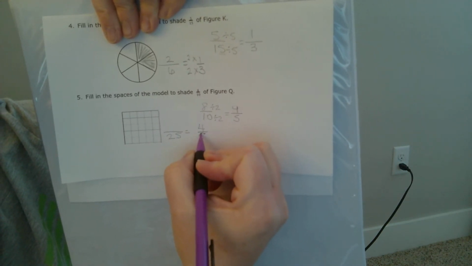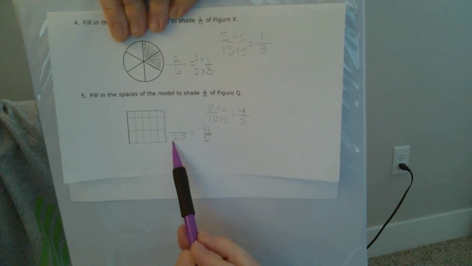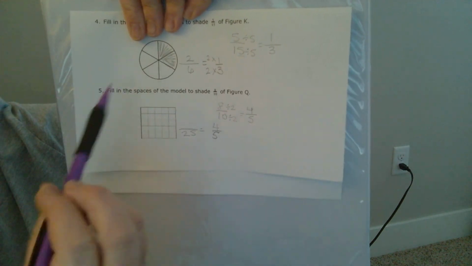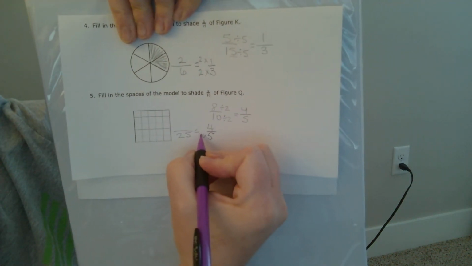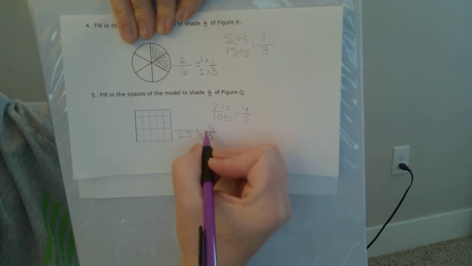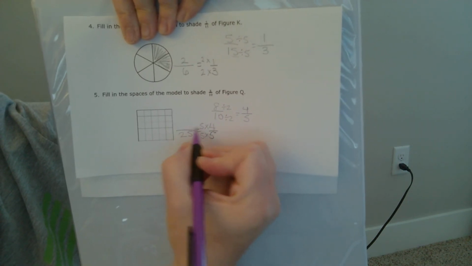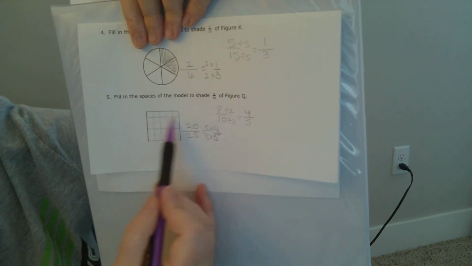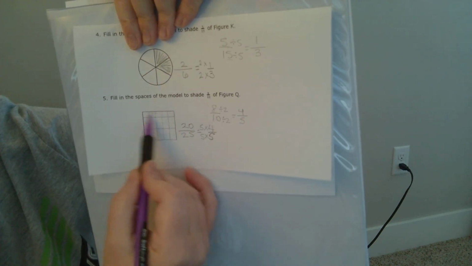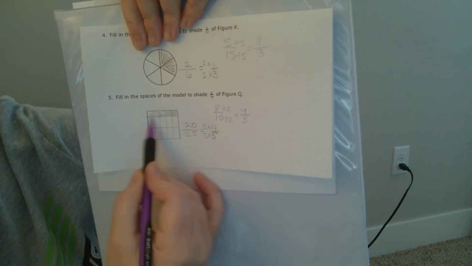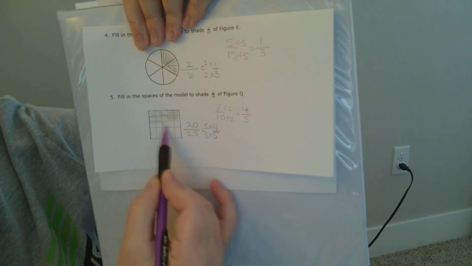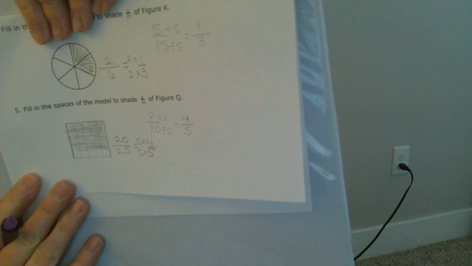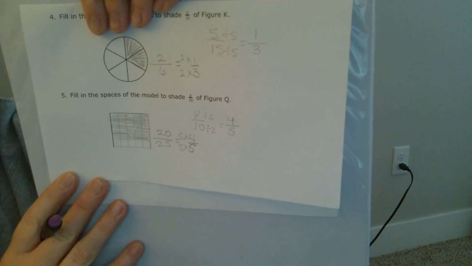So how many fifths? Okay, so 5 times what is 25? 5 times 5. And what we do to the bottom, we have to do to the top. So 4 times 5 is 20. So I'm going to fill in 5, 10, 15, 20. I'm going to leave 5 of them empty. So there's 5, 10, 15, and 20. Okay, so that's number 5.